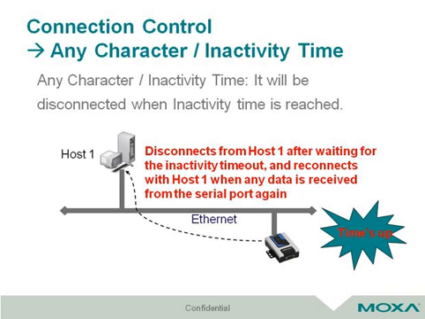This one is about the disconnect timing of TCP connection. TCP connection will be disconnected when inactivity time is reached. For example, if you set inactivity time to 1 minute and there is no data from Ethernet side to Nport, Nport will disconnect the TCP connection with the host. And then Nport will reconnect with host when any data is received from the serial port again.